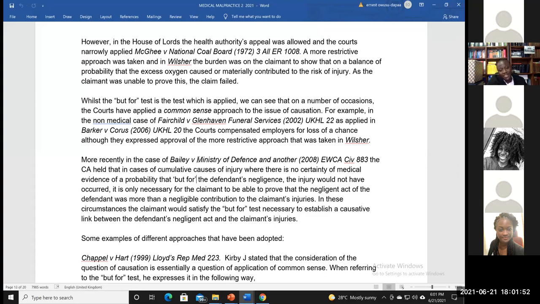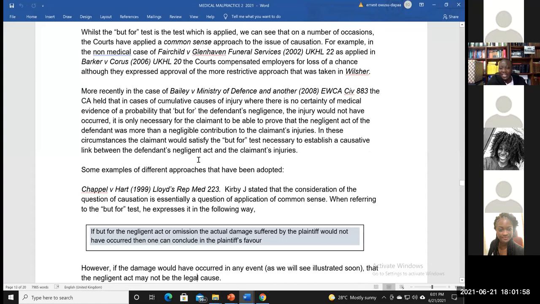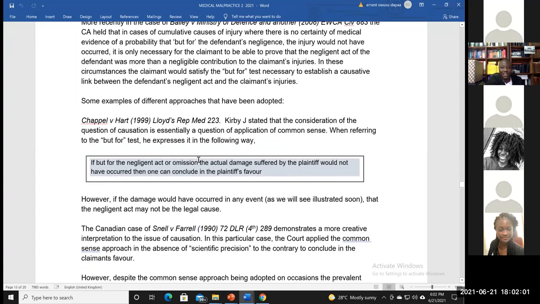So all these things we are saying reinforce the point which has been made, that sometimes the court, in dealing with the problem of causation, may use what we call the common sense approach. And if you look at even Bailey, how it was explained, it is really an example of common sense being applied. And if we look at, let's say, the case of Chapel against Hart, one High Court judge, Kirby, was quite emphatic that the consideration of the question of causation is essentially a question of application of common sense.